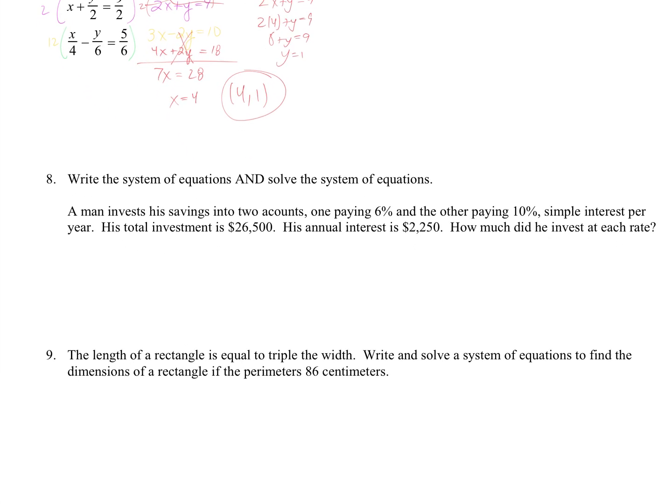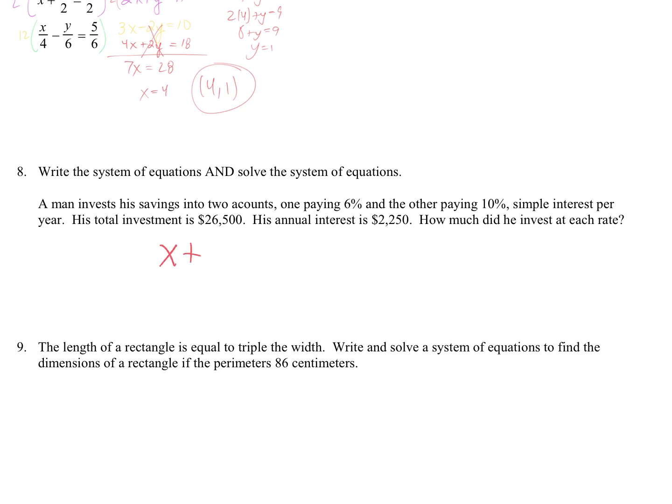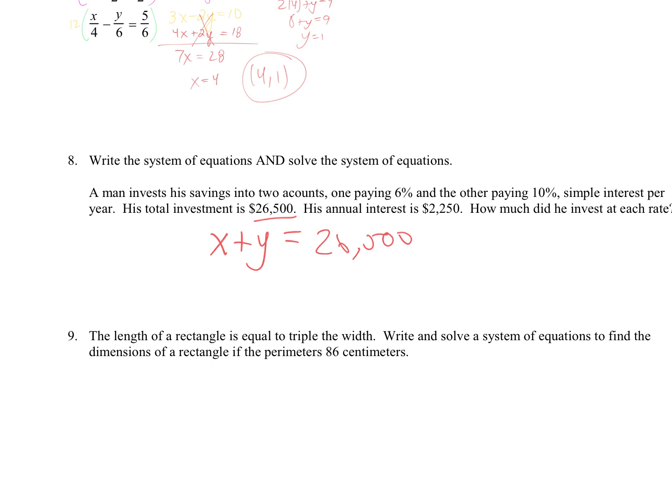So it says a man invests into 2 accounts. So x plus y equals, how much money did he invest totally? What was his total investment? $26,500. Then you keep the interest stuff together. What was one of the interest rates that we used? 6%, so 0.06x. What's the other one? 0.10y equals, what is the total interest that we're talking about? $2,250.